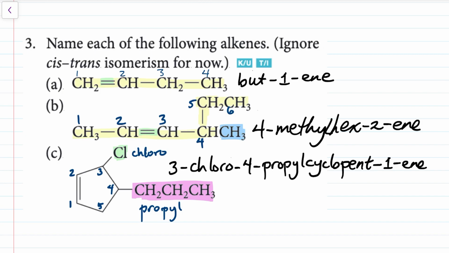We could assume and also get away with just calling it cyclopentene. If there's only one double bond, we assume it's carbon 1. All right? Given that it's a cyclo or cyclic hydrocarbon. Okay, so that would be okay too. Either way. And that is the end of question 3.